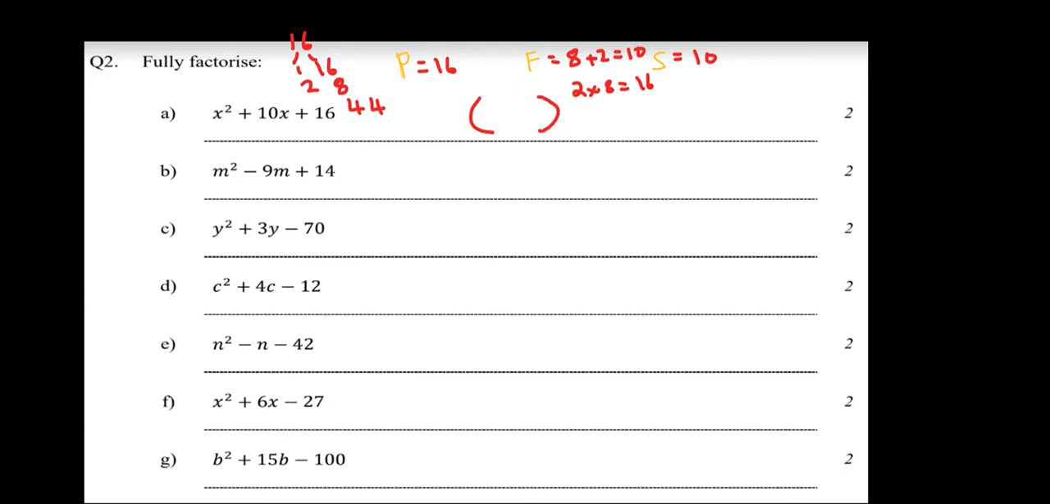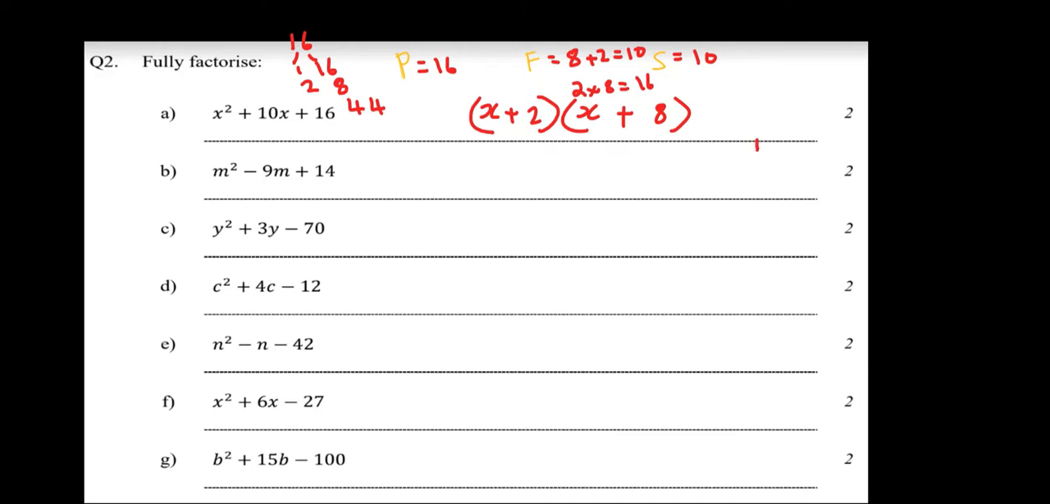Let's do our parentheses. So we've got 2 and 8 and x. Now again, we don't usually write down product factor sum. If you're not fluent in factorising quadratic trinomials, I'd encourage you to do it, but once you have enough practice, you can do these in your head.